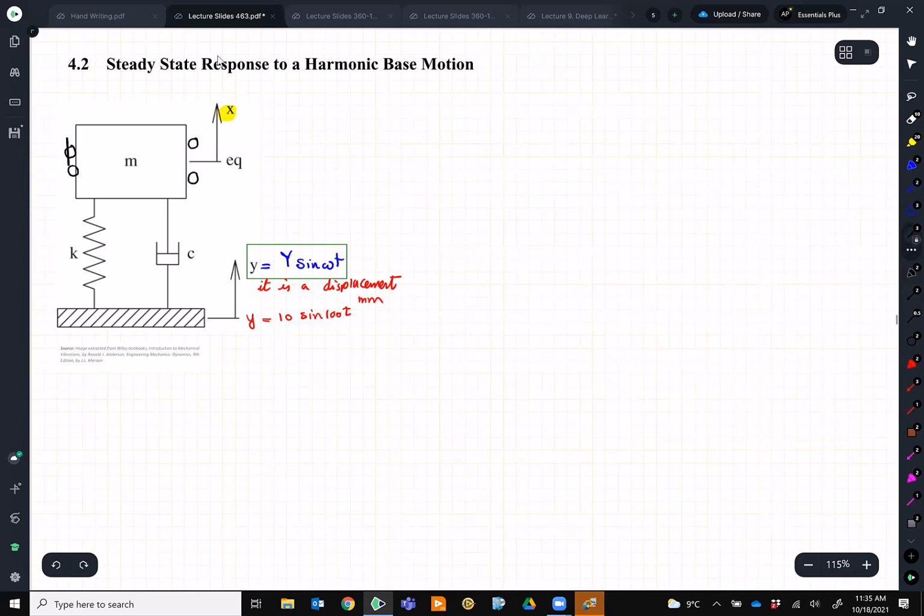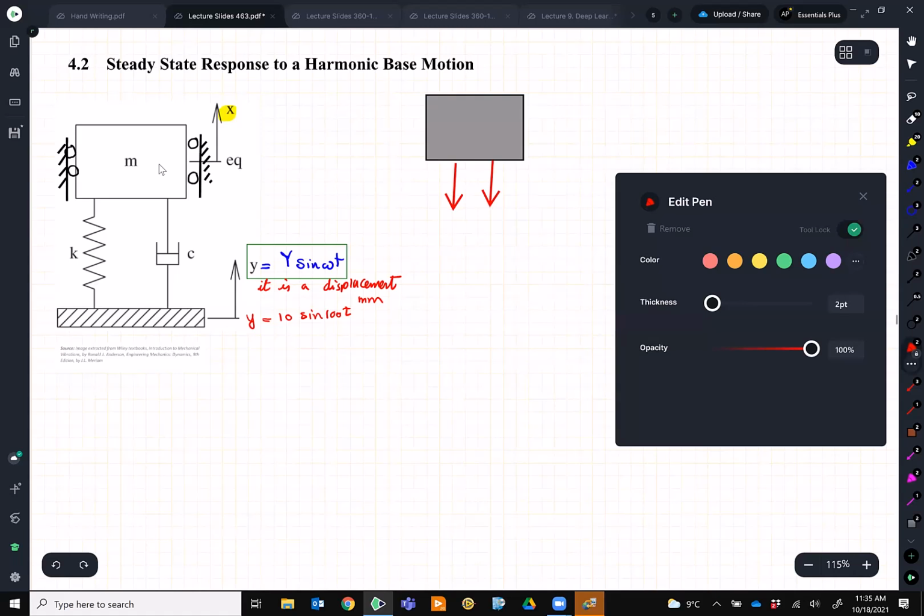It means maybe there is some rail or something, and this mass does not go left and right. It just moves up and down. The same with y. So I start by drawing the free body diagrams for this mass. Like always, it moves up by x. Then I will have the resistance force by the stiffness, and obviously the damping is opposite to the motion.